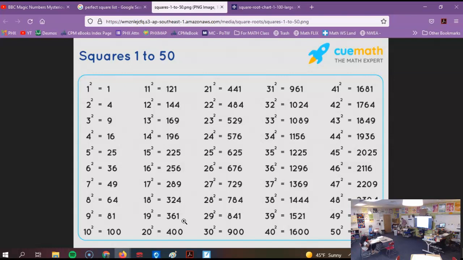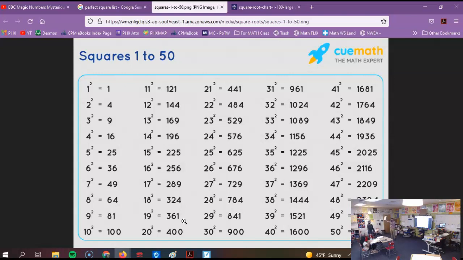Oh, 40 and 41. 40 and 41? Yeah. Oh, 40 squared and 41 squared. Would either of you like to do this since yesterday you didn't realize it was happening? Yeah, I would like to.